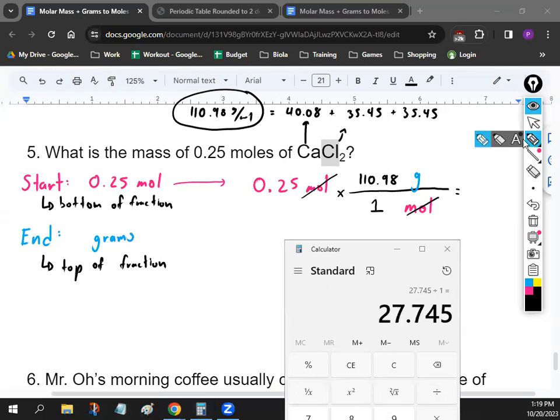So your final answer here is going to be 27.745, and your answer is in grams. Okay, and that makes sense because that is what you are looking for. You're looking for grams.